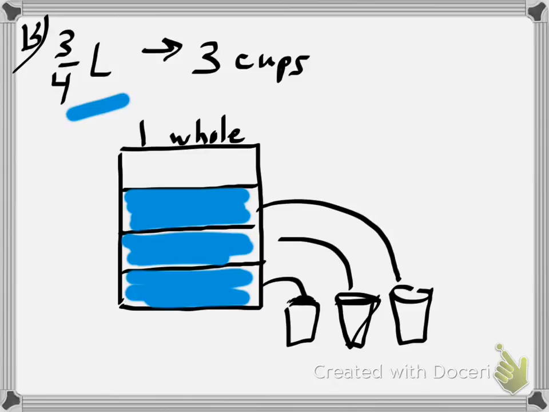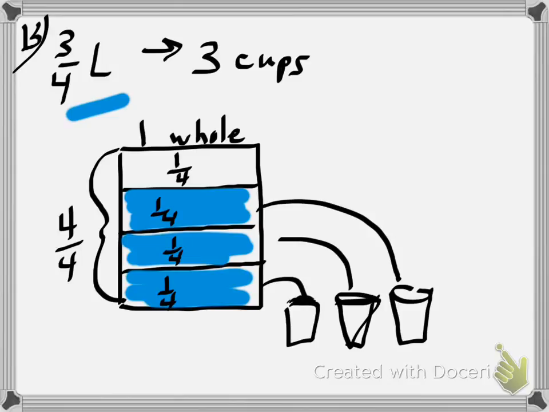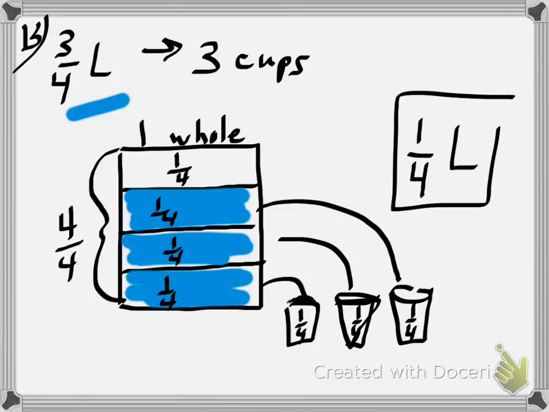So we take a look at each of those sections, and if this is a whole, it's cut into 4/4. So each of these is 1/4. So the question is, how much lemonade into each cup. So each of these cups is 1/4 of a liter. 1/4 of a liter into each cup, which makes the 3/4 of a liter that he started out with.